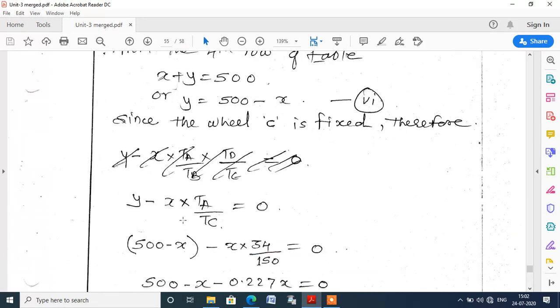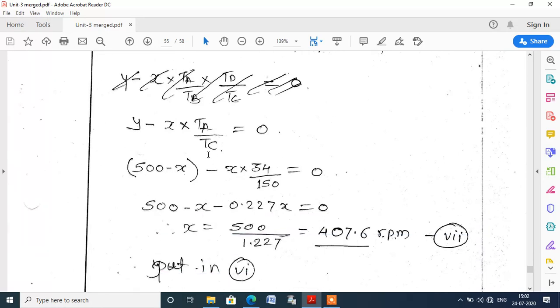Just putting the value of y here, and this term is as it is. So after solving this, we will get x equal to 407.6. Students, I request you to check your answer in the calculator. I think you will get the same answer. If not, let me know.